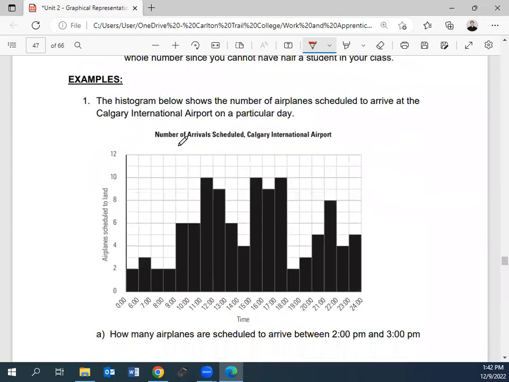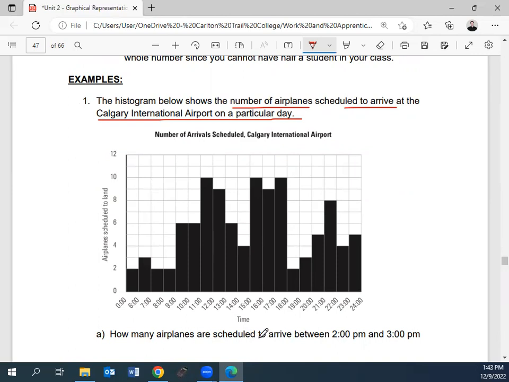So right down here is some type of a histogram. And like I said, most of your grades really come from just being able to read them. If we're looking at this one here, the histogram below shows a number of airplanes scheduled to arrive at the Calgary International Airport on a particular day. The question it's asking me is how many airplanes are scheduled to arrive between 2 and 3 p.m.?